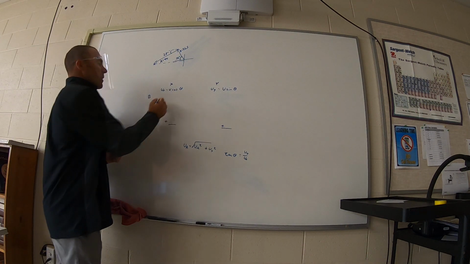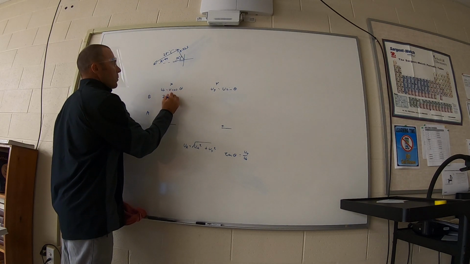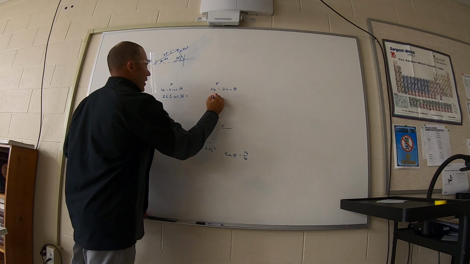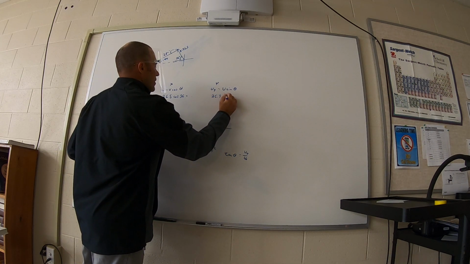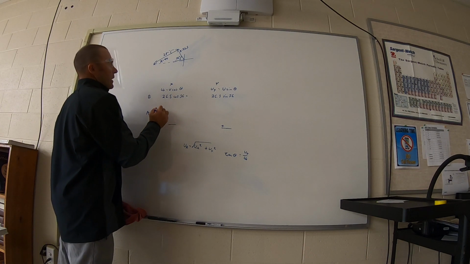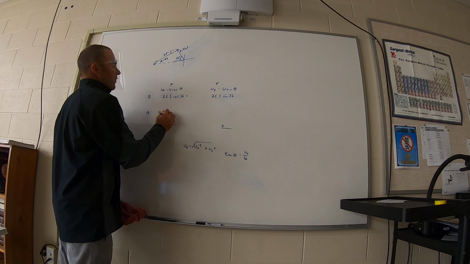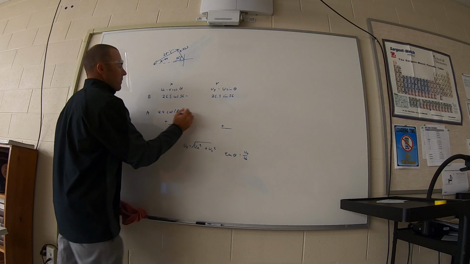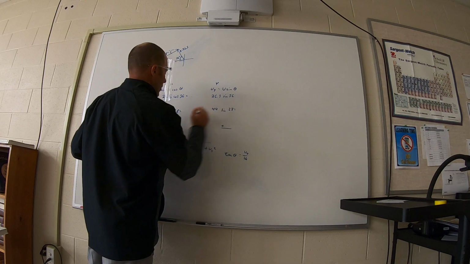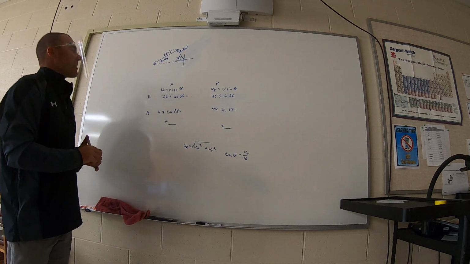So B is going to be 26.5 times the cosine of 56 and 26.5 times the sine of 56. And then A is 44 times the cosine of 28, 44 times the sine of 28. Now let's go back and put the signs in there.